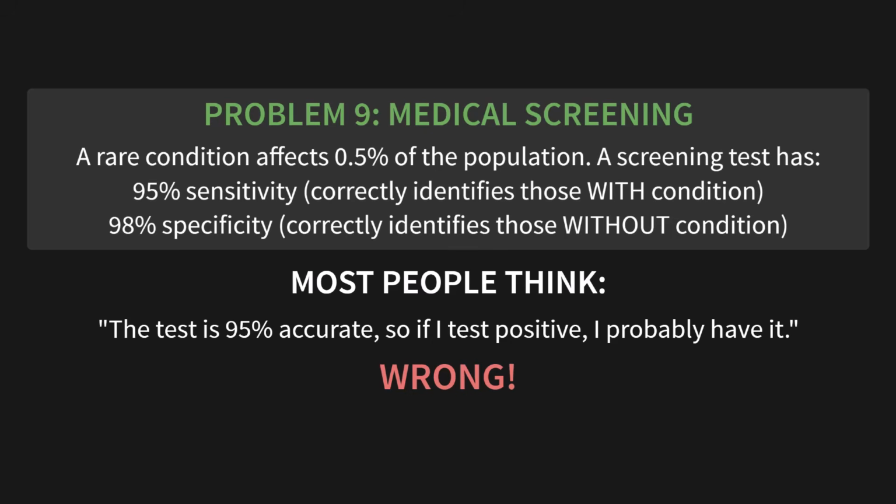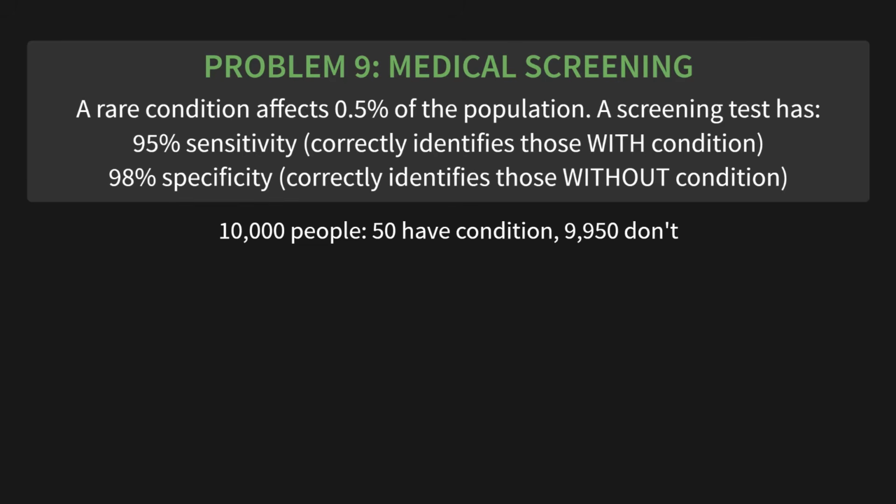Let me show you something that'll blow your mind. Let's imagine we test 10,000 people. Out of those 10,000, only 50 actually have the condition. Remember, it's rare. The other 9,950 are perfectly healthy. Now, let's run our test on everyone. Of the 50 people with the condition, about 48 will test positive. That's our 95% sensitivity at work.